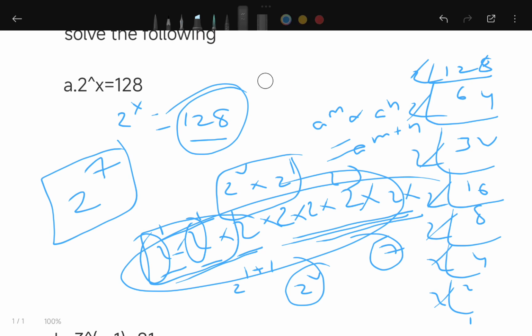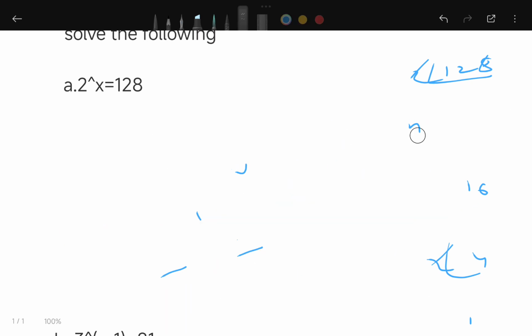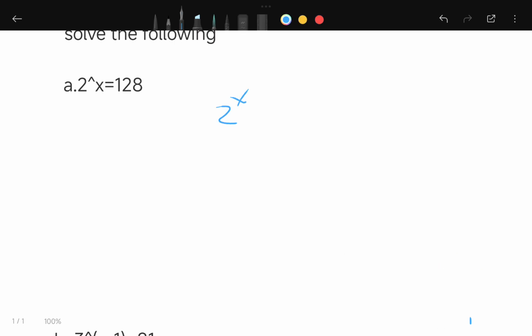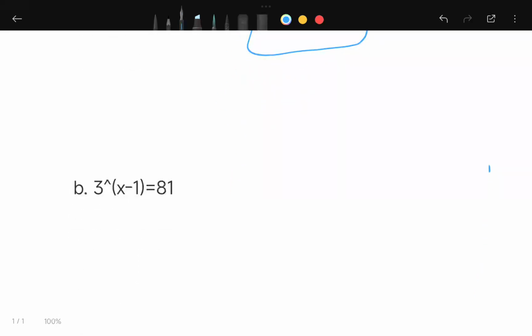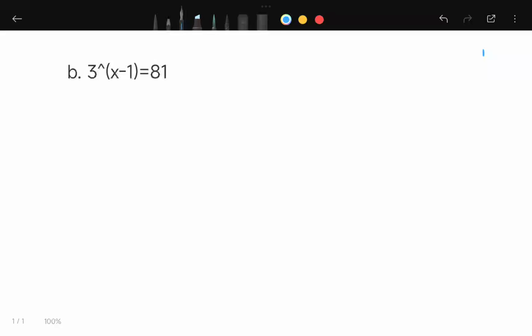So now let us find the value of x. 2 power x equals 128 can be written as 2 power 7. Since both bases are equal, there is a rule that the powers should be equal. x equals 7. Now let us solve the next problem.